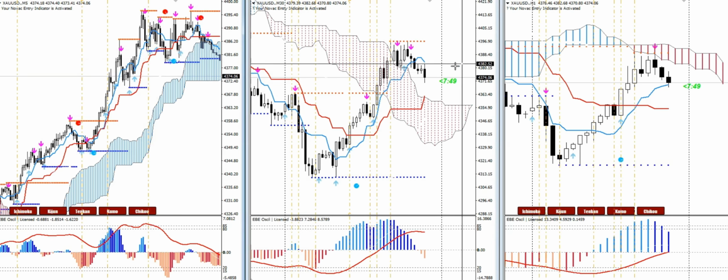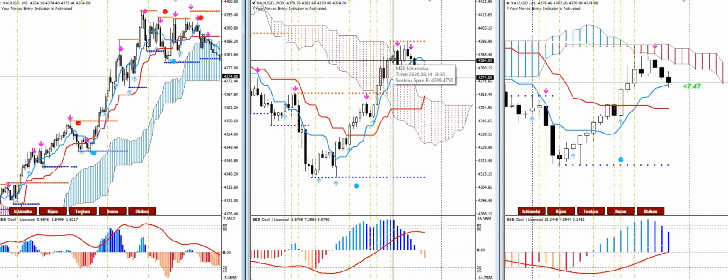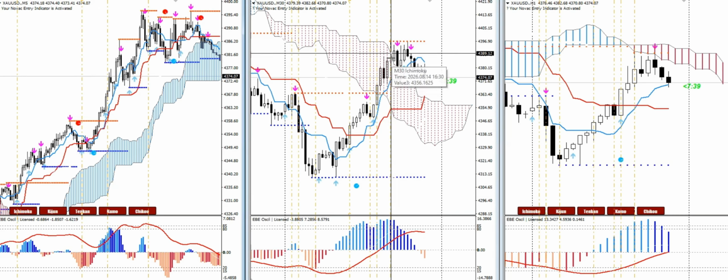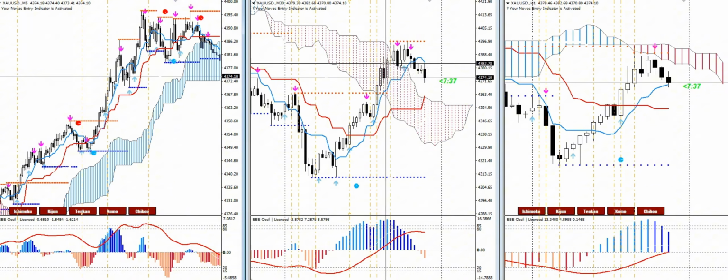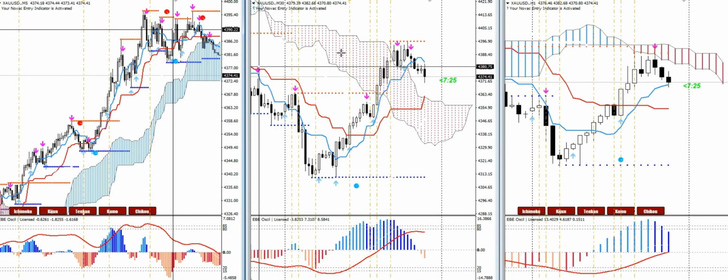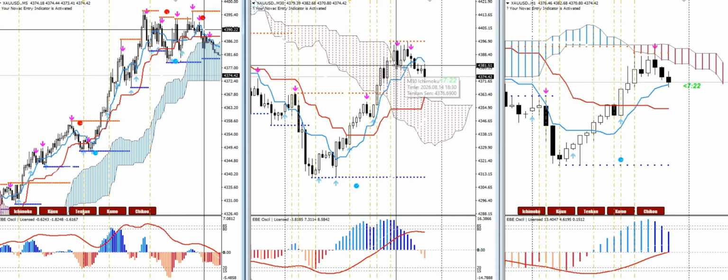And then look at here. So it is at where? It is at the outermost of the cloud. So meaning that it will be a resistance. And look where it is. It is also at H1. So it is telling me that potentially there is no more entry here already, because we are at M30 and H1 resistance, the cloud.